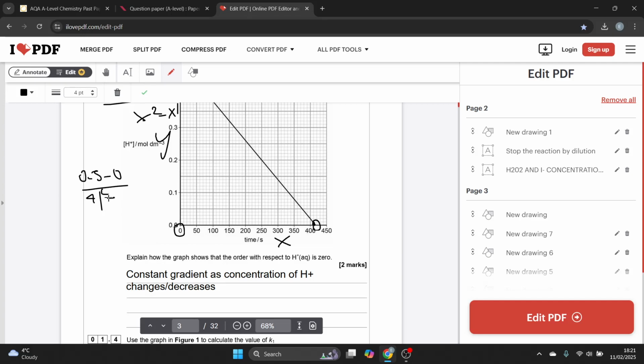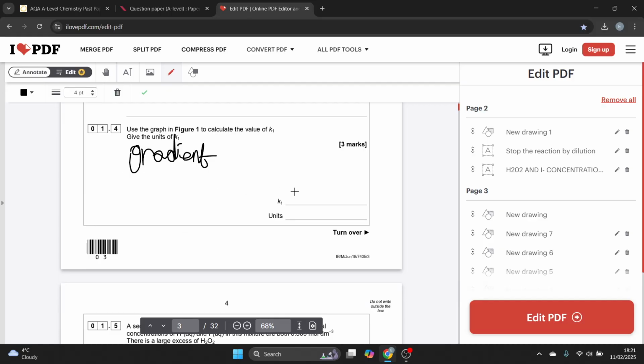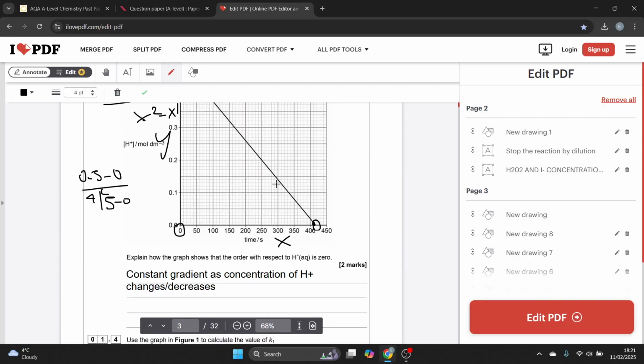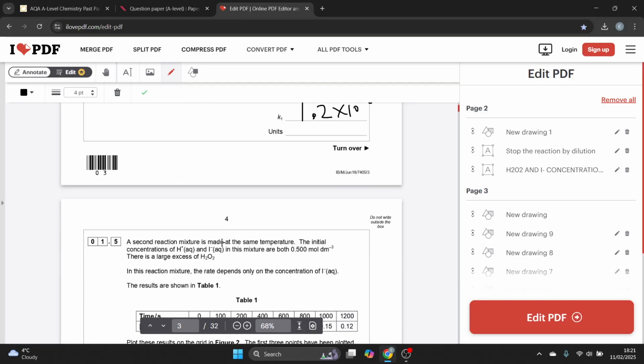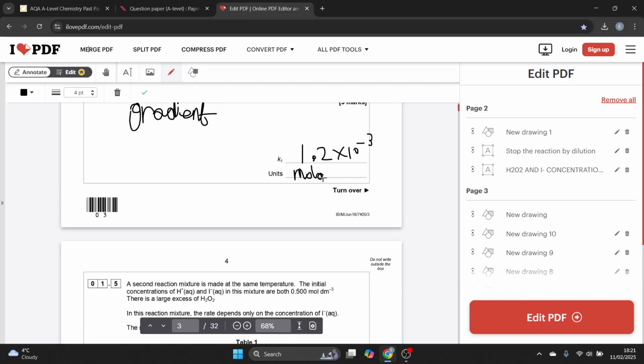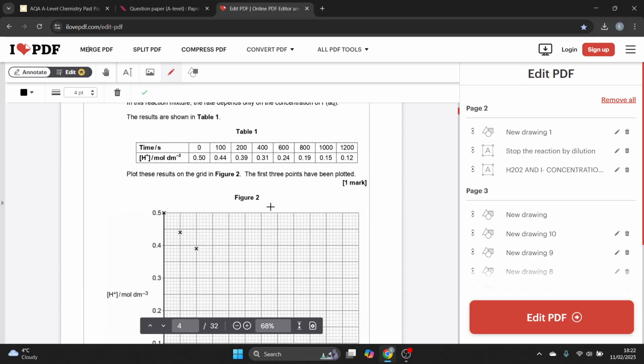So 415 minus 0, so 0.5 divided by 415. I get 1.2 times 10 to the power minus 3. Then it says give the units. Well, this is a tricky part. What is this? It's rate, concentration over time. So what's the units for rate? Moles per dm cubed per second, s to the power minus 1. There you go.